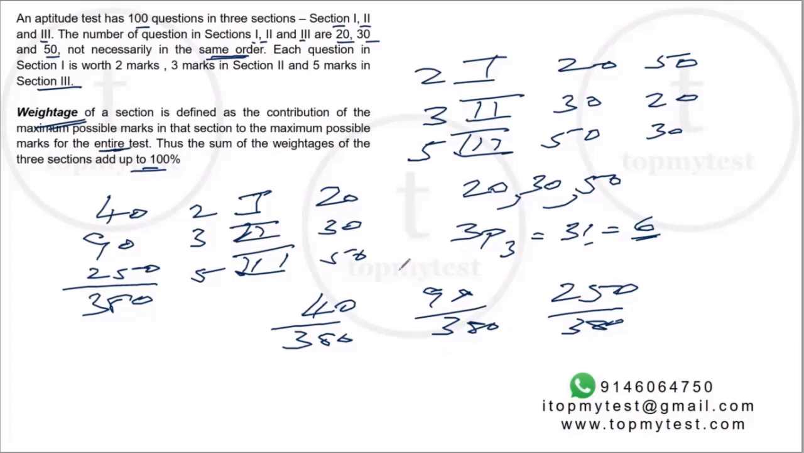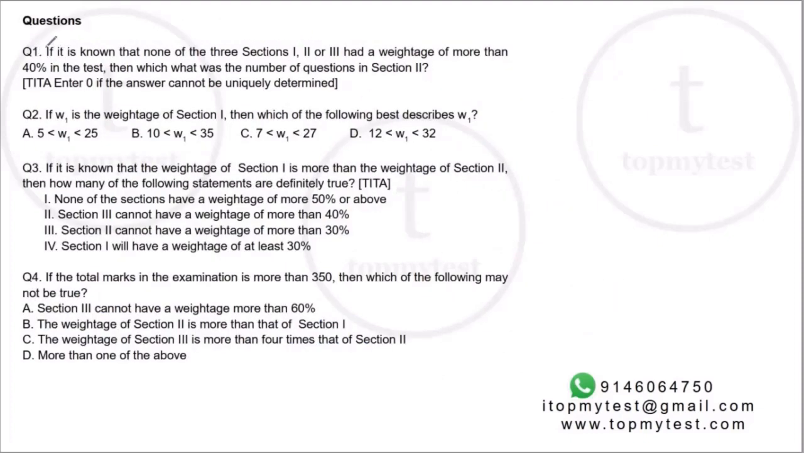Now, if you go to the questions, each question requires you to figure out a weightage percentage. Question 1 is about a weightage of more than 40%. This one says which of the following best describes the weightage of section 1. Then it says if the weightage of section 1 is more than that, and the third one says the total marks is more than 350, which of the following may not be true.